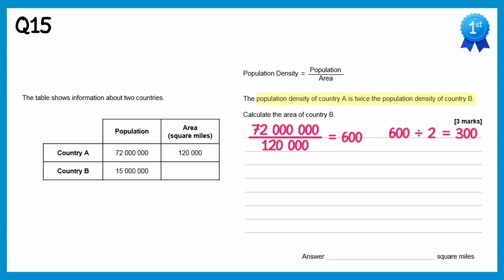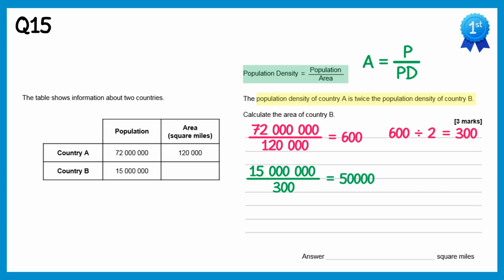We can now work out the area of country B. If we look at the formula, but rearrange it so the area is the subject, we get area equals population divided by population density. So the population for B is 15 million from the table, divide that by the population density, which we know is 300, and you'll get the answer, 50,000 square miles.